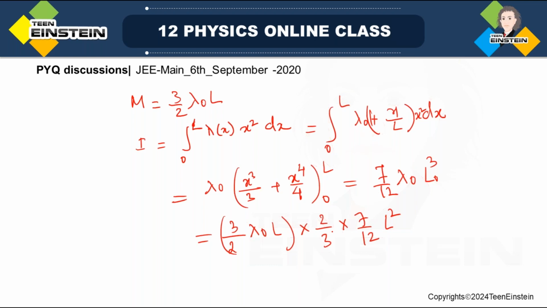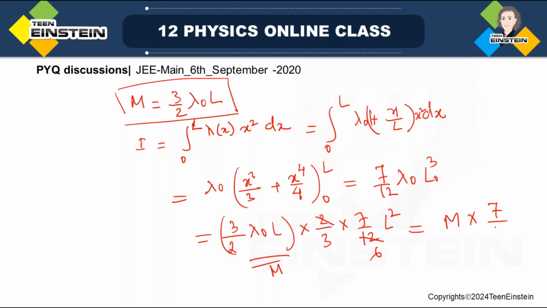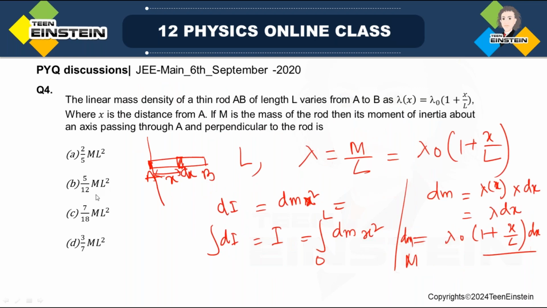So this is capital M, this we had already calculated earlier. So this will be M into 7 by 18 L square, or 7 by 18 M L square. This is the answer. So there are options there. Yeah, so this is the option.